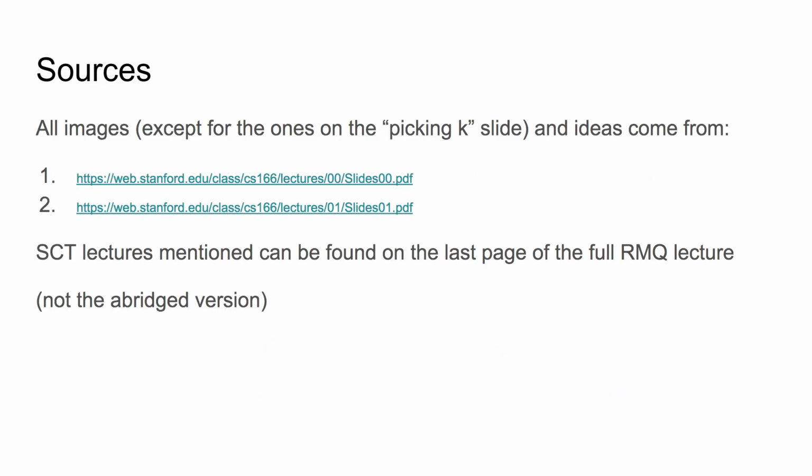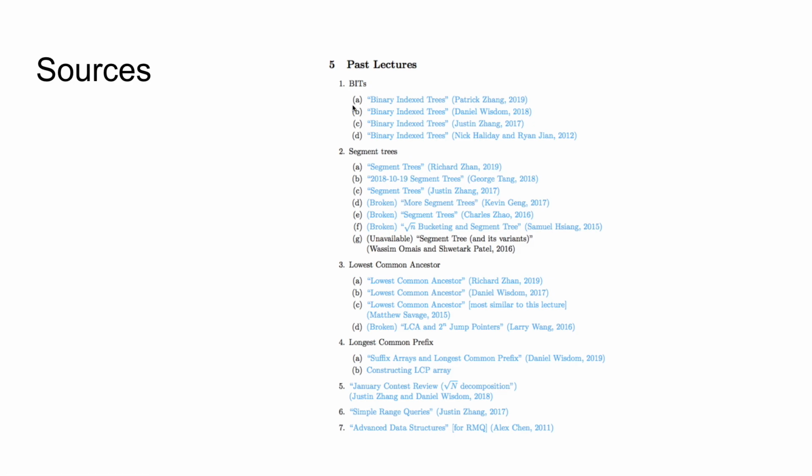The lectures I mentioned: first of all, you can read my lectures. They go more into depth about everything, about LCA, about LCP, how they work. But I also use a lot of USACO Guide lectures. There's a lot of links on binary indexed trees, on segment trees. These are a lot more practical and a lot more useful than Fischer-Heun. They're used in a variety of situations, but there's also stuff on lowest common ancestor. This lecture was most similar to mine, Matthew Savage, 2015, except he didn't go to Fischer-Heun. He basically stopped at sparse tables.